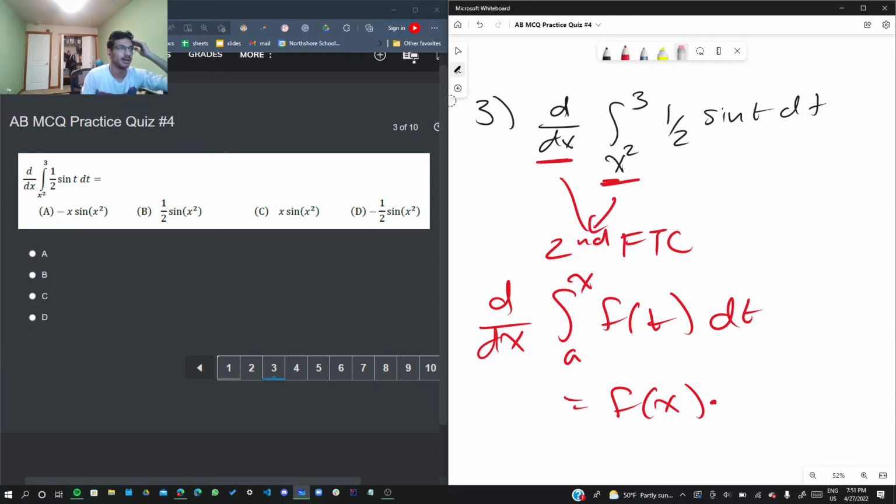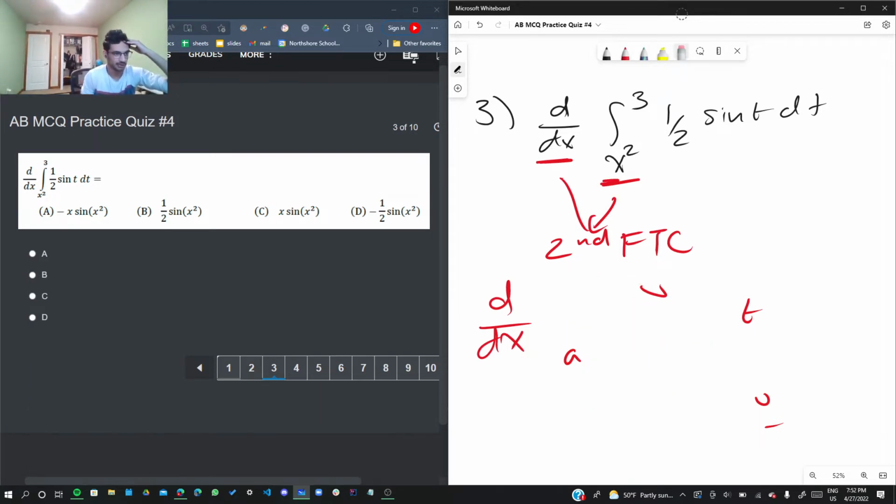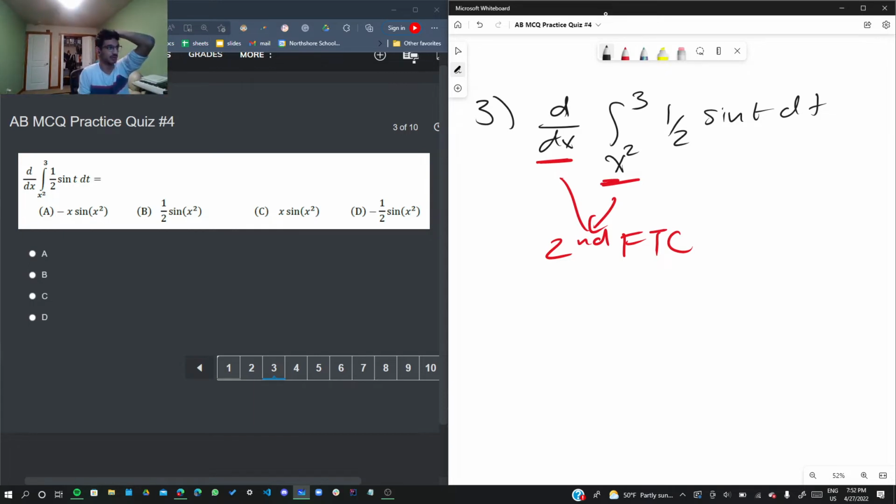Okay, a is a constant, right? And then let's just say we have u. So then it'll be f of u times du dt. So you just plug in the top value into here, and then you just do chain rule. So here, what we have to do is we need a variable on top. And I don't think I have time to fully explain why. But you can honestly just take this integral and then take the derivative if you really have the time to do it. But here's what I'm going to do.